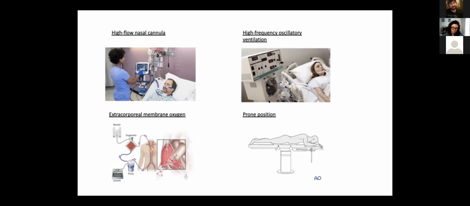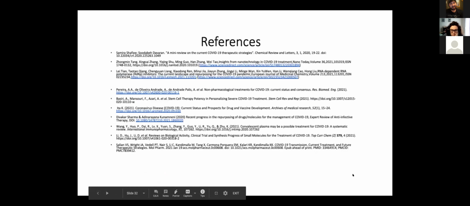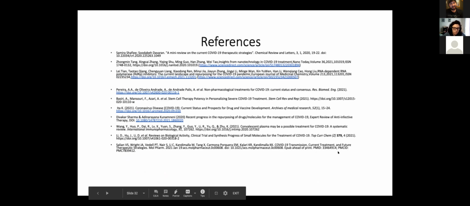There is a lot more. These are just some pictures, just so you can get a visual of these non-pharmacological therapies. And these are just oxygen therapy. That's all they really are. And that is it. Those are my references. Do y'all have any questions? I know that was a lot, but there is so much more detailed information out there. I hope this helped out.